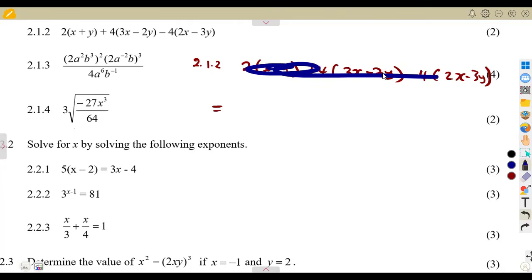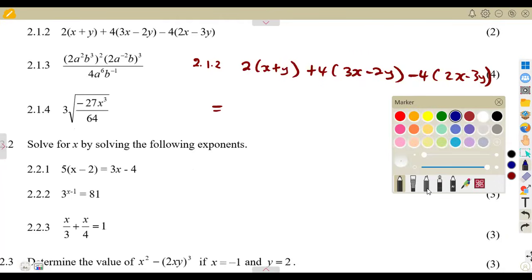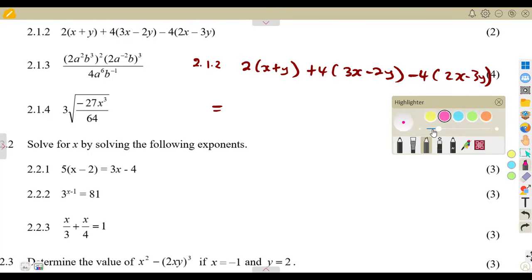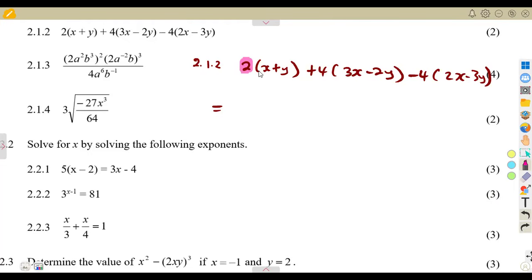I have got brackets here. So there are numbers, terms that are outside of the bracket, which expand these brackets. A bracket is expanded by the number that is outside of that bracket. Here there's a 2 outside of the bracket. Here there's a 4 outside of this bracket. Here there's a minus 4 outside of this bracket.